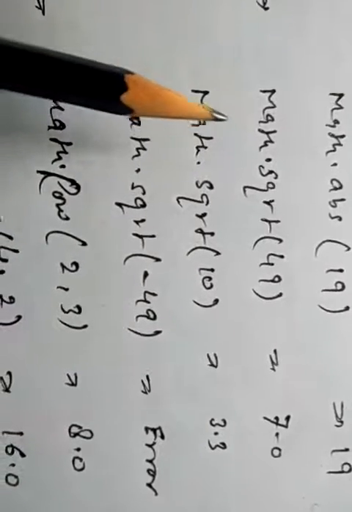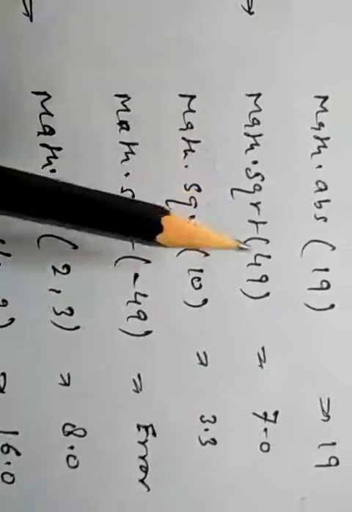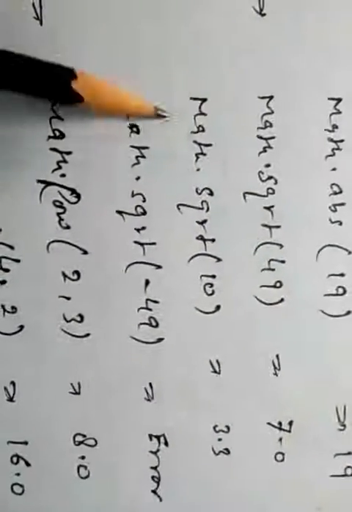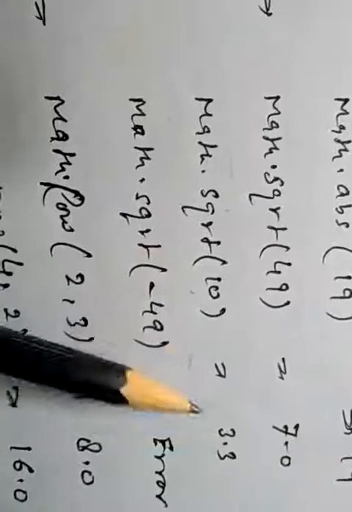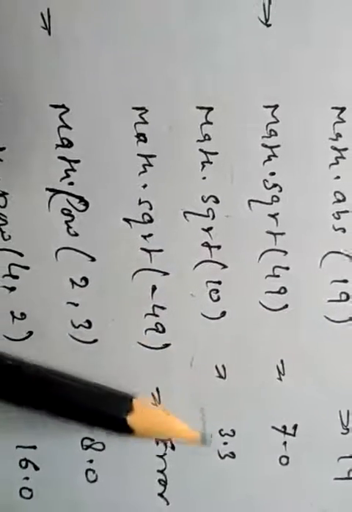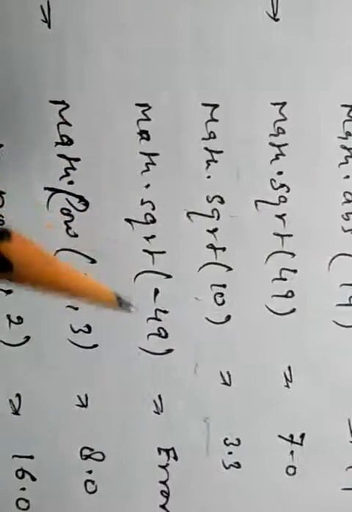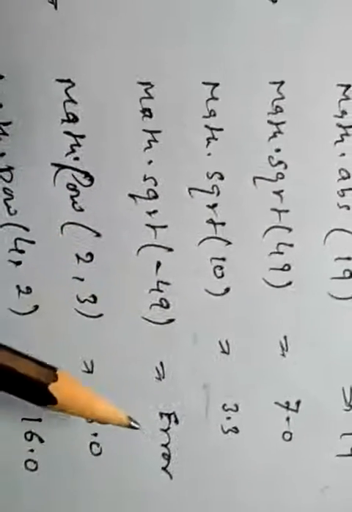Next is the square root, which is used to find the square root of a number, and the answer will come in double. So Math.sqrt(49), the answer is 7.0, and Math.sqrt(10), the answer is 3.3. So we require at least one digit after the decimal. But if we are finding the square root of any negative value, then the system will display an error.